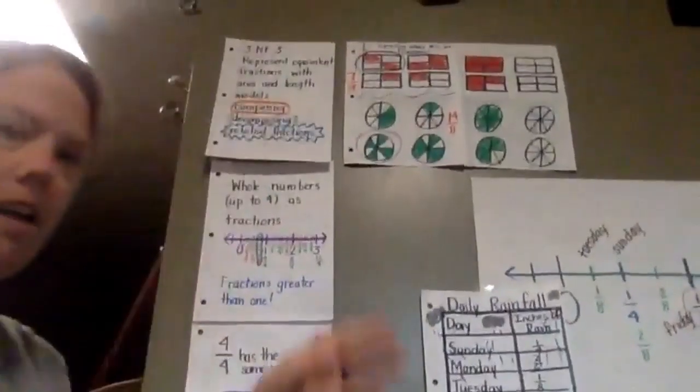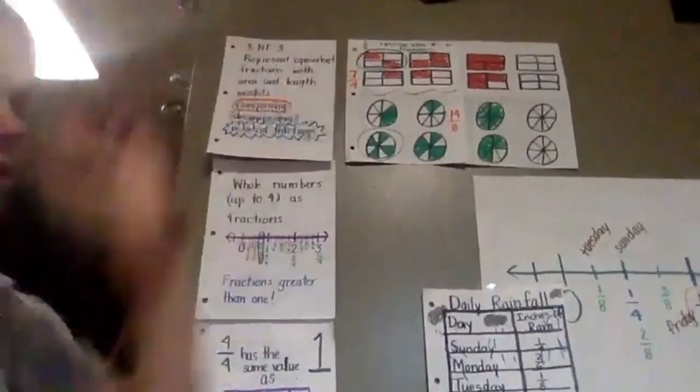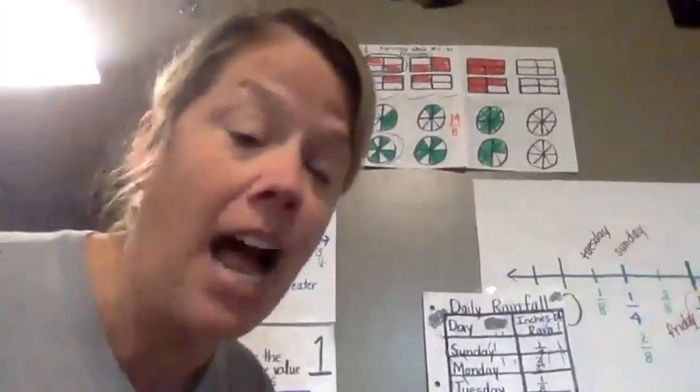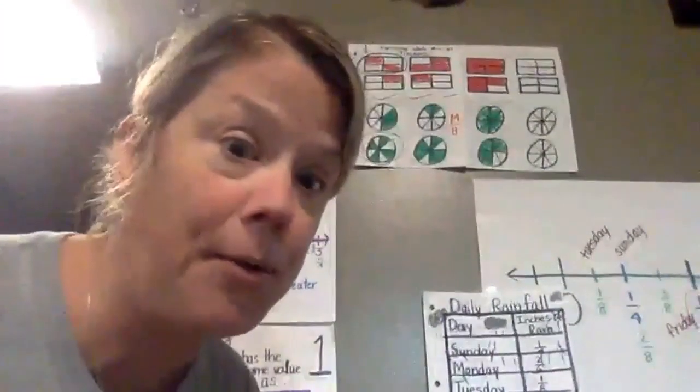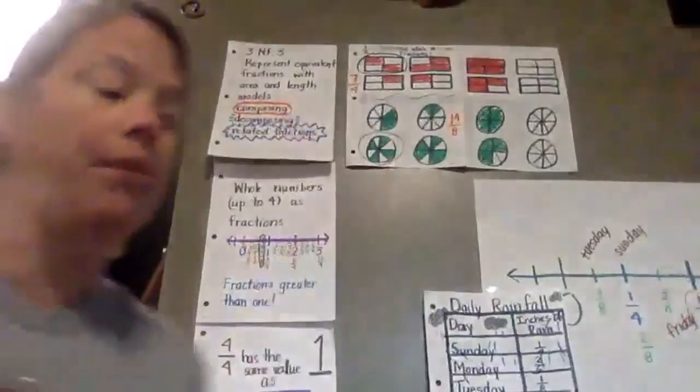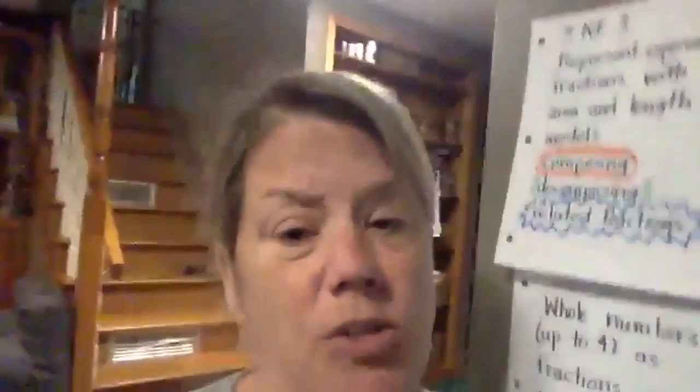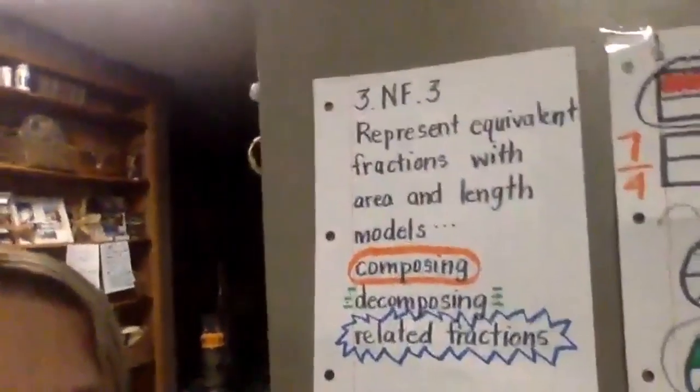I've got our standard up here, because you should know it by now. I'm not using the words compose and decompose, and Miss Street is going to try hard to do that today. So represent equivalent fractions with area and length models. Area models, bam. Length model, hoorah.